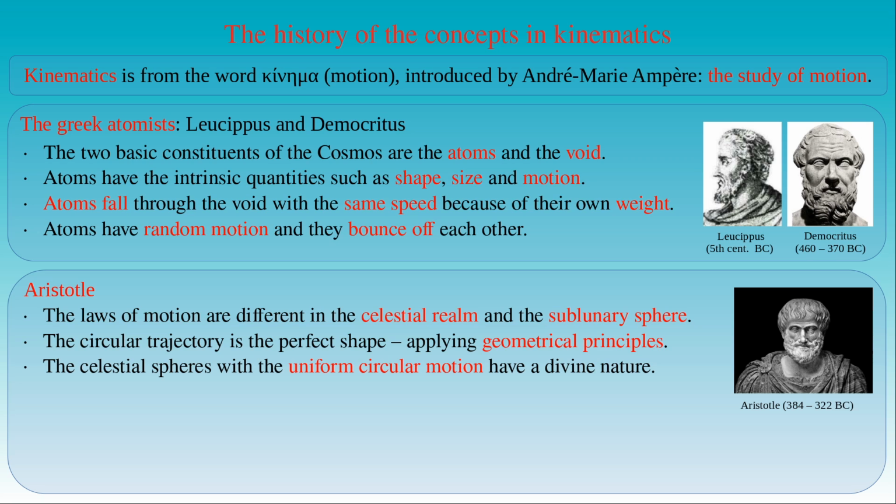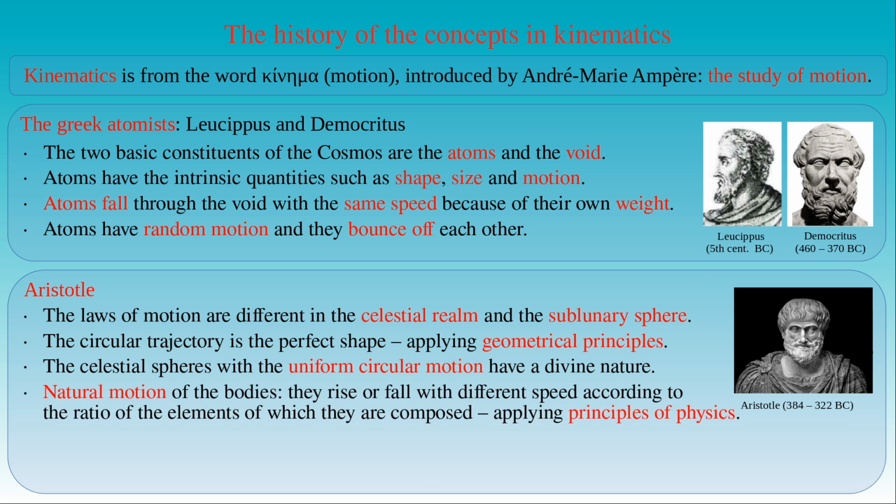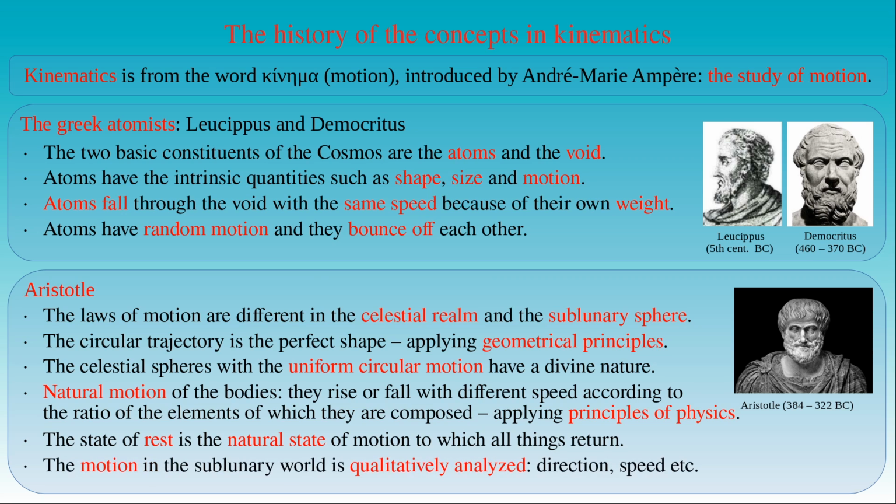In his view, the nature of the motion in the sublunary sphere is completely different from the one in the celestial spheres. Aristotle applied physical principles to describe the motion there, claiming that the bodies rise or fall with different speed according to the ratio of the elements of which they are composed. He called such a motion natural motion, indicating the objects move to their natural positions in the sublunary sphere. In that sense, the state of rest is also the natural state to which all things return. In the case of unnatural motion, external effects act on bodies, moving them in some direction. In his analysis of the natural and unnatural motion, Aristotle used mostly qualitative explanations with concepts such as direction or speed, which formed the basic notions in kinematics.